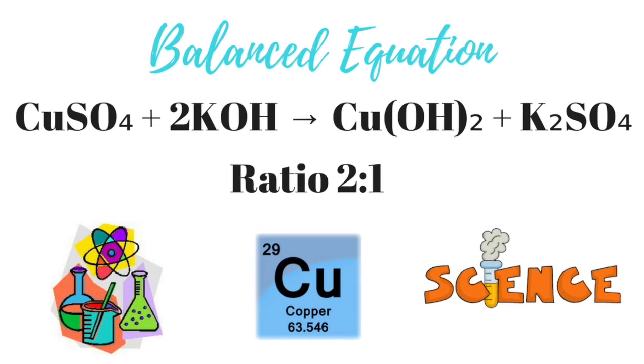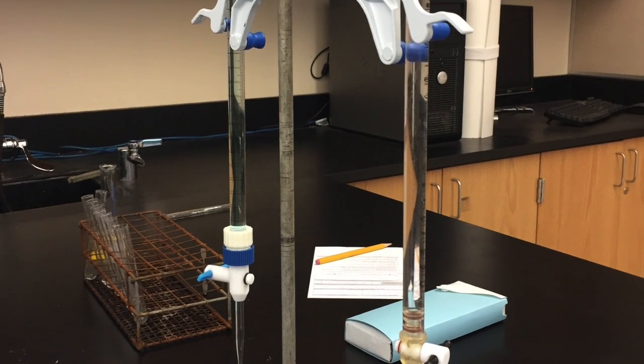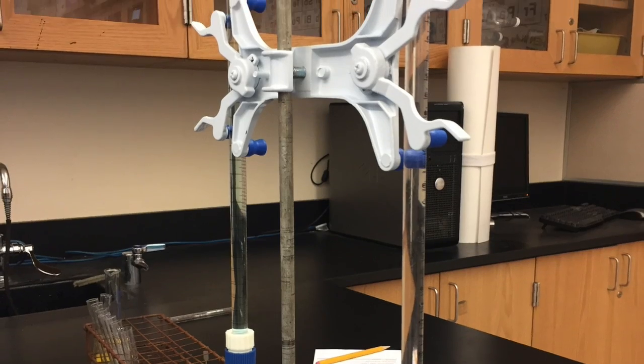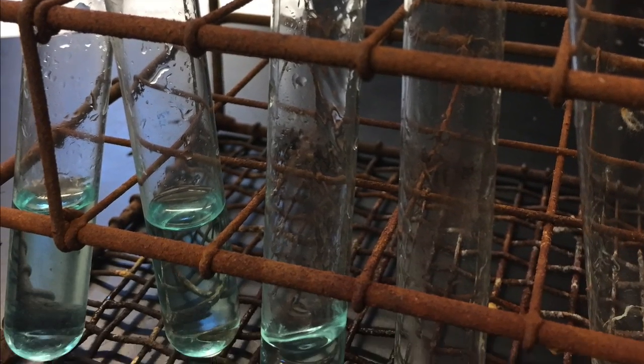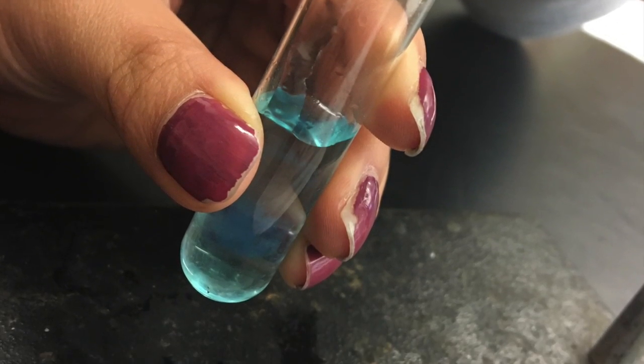Knowing the equation, we first filled one burette with 0.2 molar potassium hydroxide and the other with 0.1 molar copper sulfate. Step 2 was to dispense 5 milliliters of copper sulfate into all 8 test tubes. Step 3 was to add potassium hydroxide to each test tube according to the volume chart.